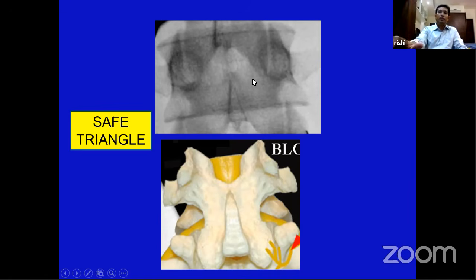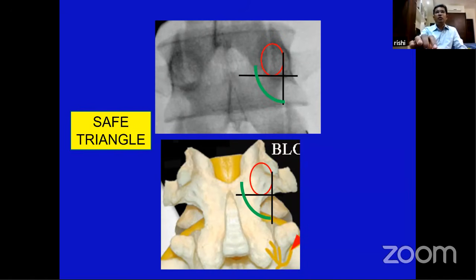So the nerve root is passing just below the L5 pedicle. So the green structure is the nerve root and we want to place our injection or the needle just lateral to the nerve root in the safe triangle.